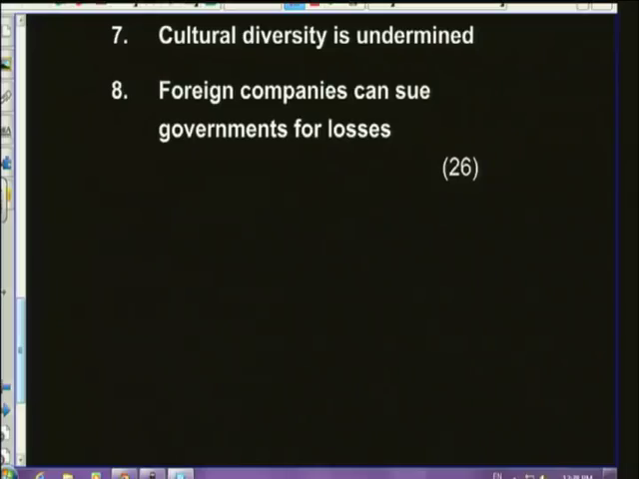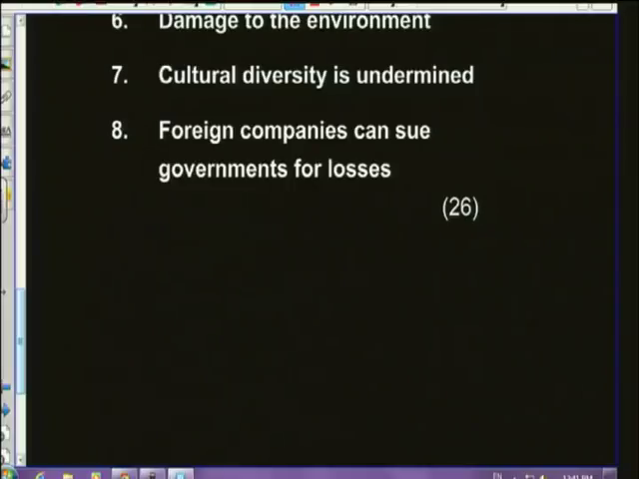Point 7, cultural diversity is undermined. Each country has a certain culture and certain traditions. But as a result of international trade and globalization, there has been such a mix-up of traditions and people are not actually sure exactly what their culture is all about, because they are exposed to so many different cultures over a period of time that they actually lose a sense of their own culture.